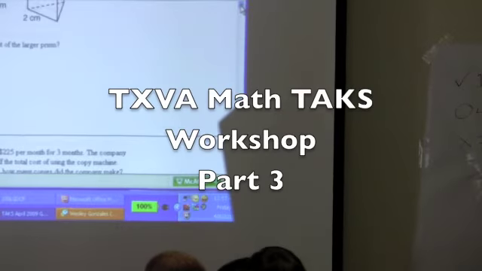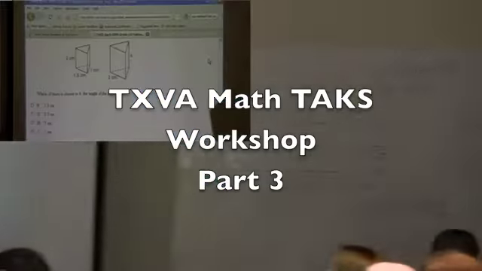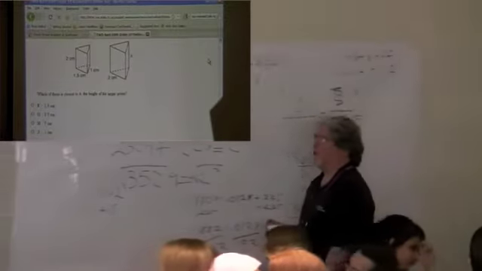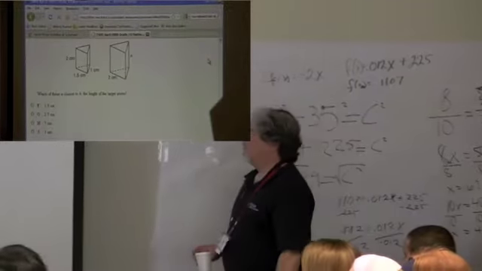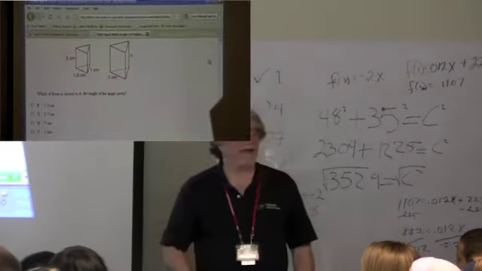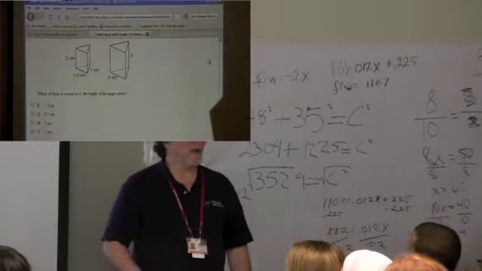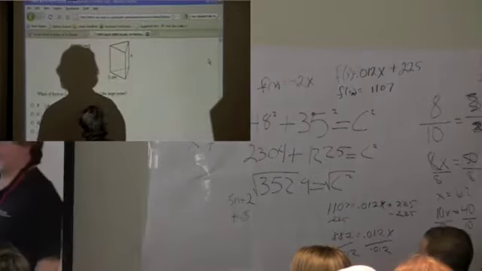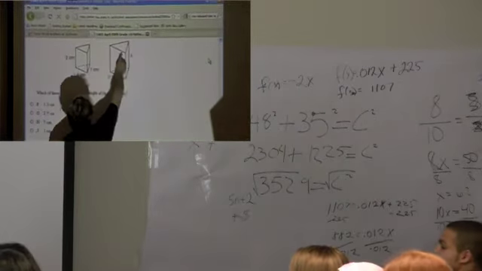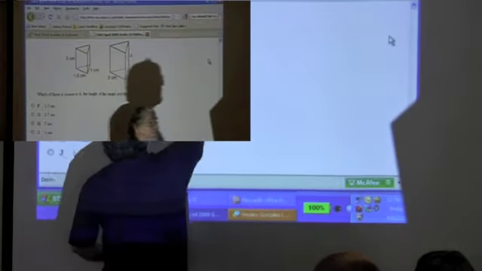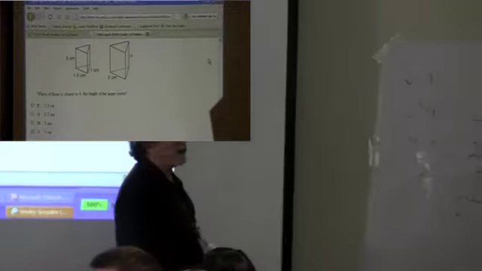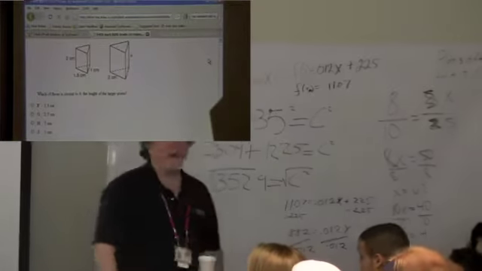Number 52 says, ooh, looks ugly. What kind of shape is that? It's a triangular prism. That's what that is called. Anytime I have an object where the ends of it are the same shape, it's a prism. So those are triangular prisms.